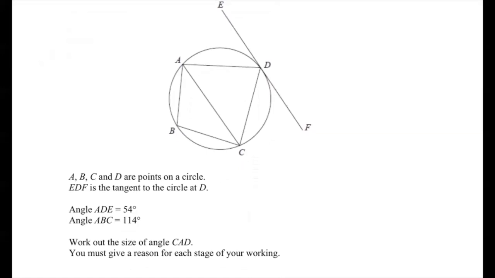All right, our next question is a circle theorem. We've been given some information, so we want to pop that straight into the diagram. So 54 is EDA, and our ABC is 114. Now, whenever I can see a tangent in a chord in a circle theorem, I'm going to Z it out so that I can find that equivalent equal angle. So that is my alternate segment theorem.